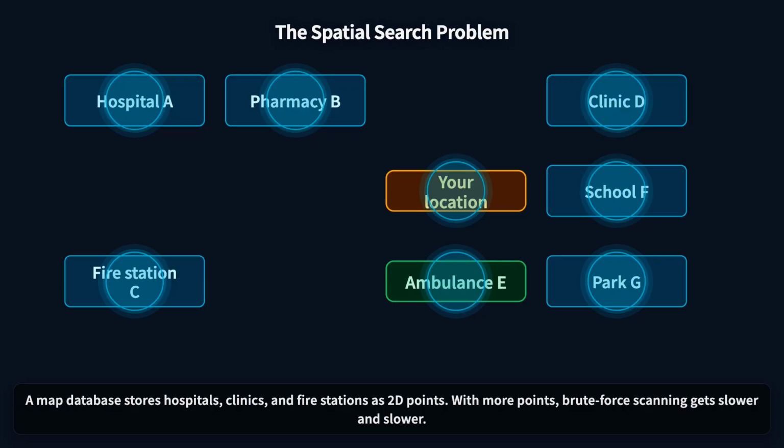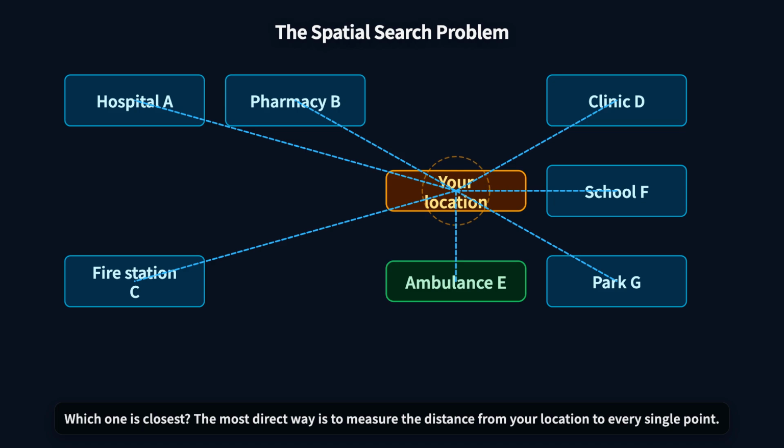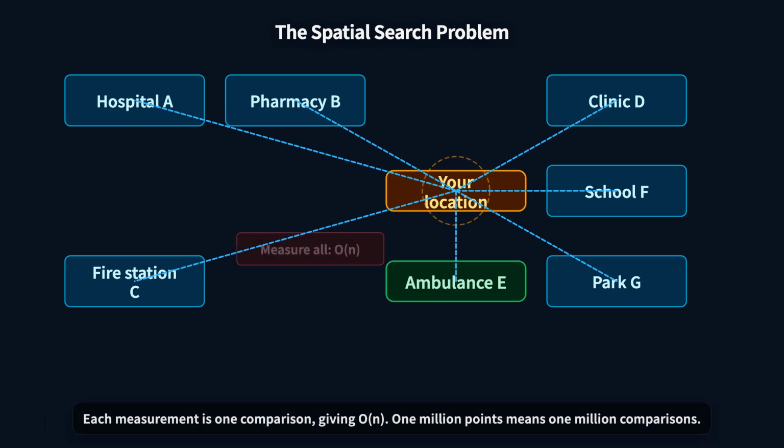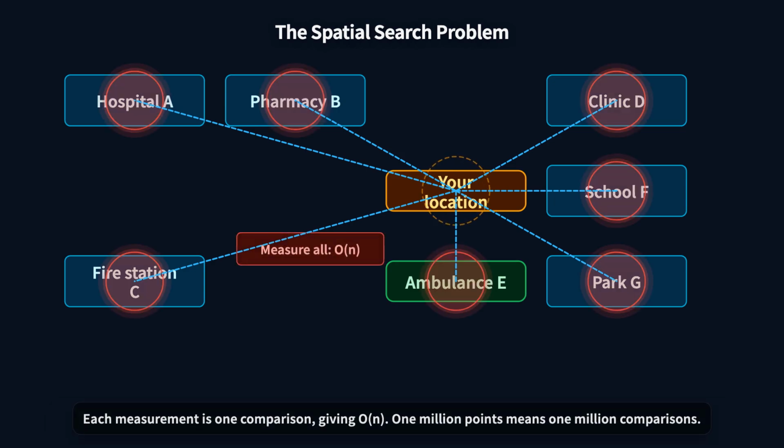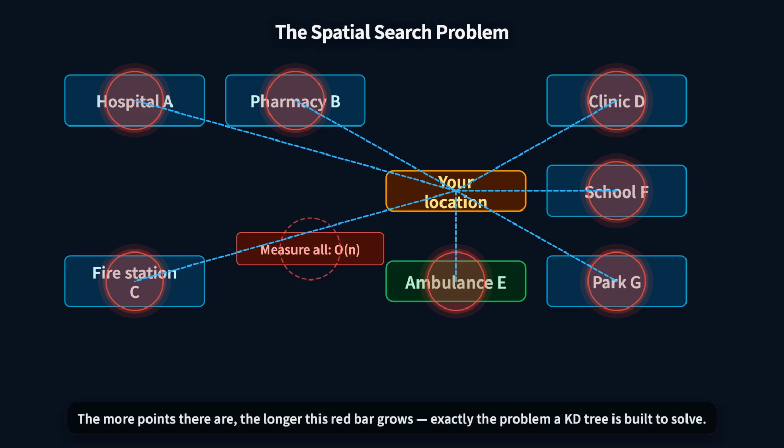With more points, brute force scanning gets slower and slower. Which one is closest? The most direct way is to measure the distance from your location to every single point. Each measurement is one comparison, giving O(N). 1 million points means 1 million comparisons. The more points there are, the longer this red bar grows. Exactly the problem a KD tree is built to solve.